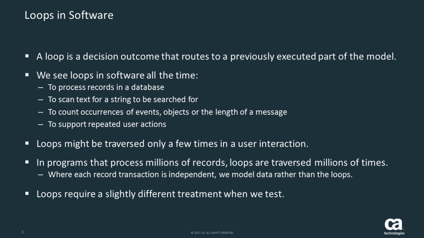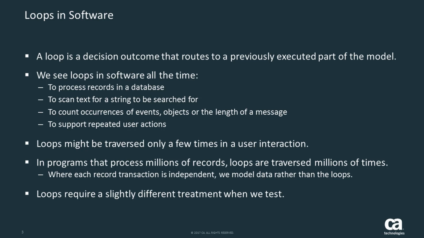A loop is a decision outcome that routes to a previously executed part of a model. If you like, an outcome of a decision feeds back to some earlier part of the model or software which has previously been run. So this is how we design software to iterate or repeat itself, to do the same process on all records in a database, or to scan text for a string when we're searching, to count occurrences of events, objects, messages, the length of messages, that kind of thing. We also use loops to support repeated user actions, like adding items to a purchase order, for example.